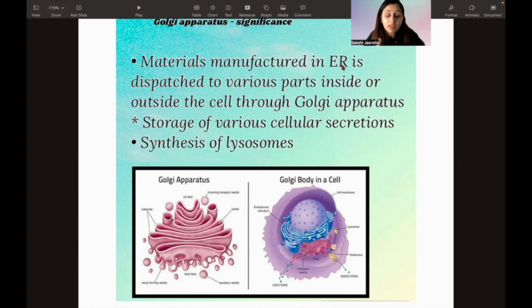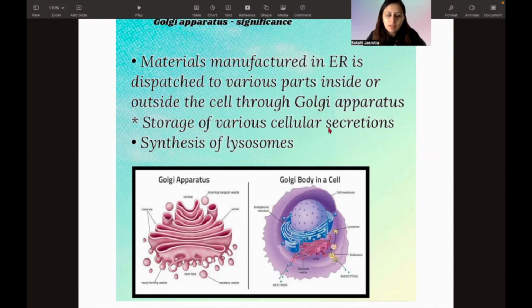किसकी manufacturing पढ़ी है अभी हमने ER में? We have studied about the proteins and the lipids, right? So proteins and the lipids, whatever is manufactured over there by the ribosomes, is sent over here to the Golgi apparatus and यहाँ से उसकी packaging होके it goes to the various parts, right?